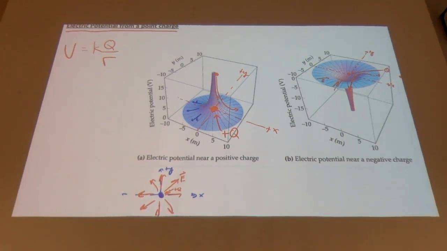Do the actual lengths of E determine its magnitude? Yes, but those aren't really represented here. So if we were to carefully draw the electric field vectors, they would be very long close to the charge and shorter as we get farther away. None of that's really drawn there.